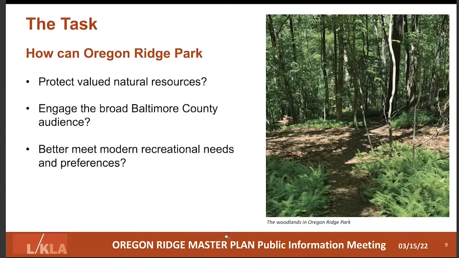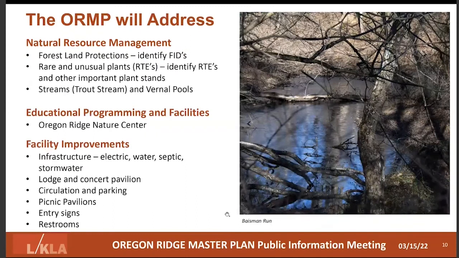In addition, I just want to lay out some of the chunks of information or pieces of the document that will end up probably as technical appendices, but then will flow into the recommendations of the final plan. Natural resource management, so identifying forest land protections and FIDs, identifying if there are any RTEs or watch lists or other kinds of plants. The natural resource folks on our team will develop a running plant list and the plant communities associated with that, and we'll have that data as a discrete technical appendix as part of the master plan.